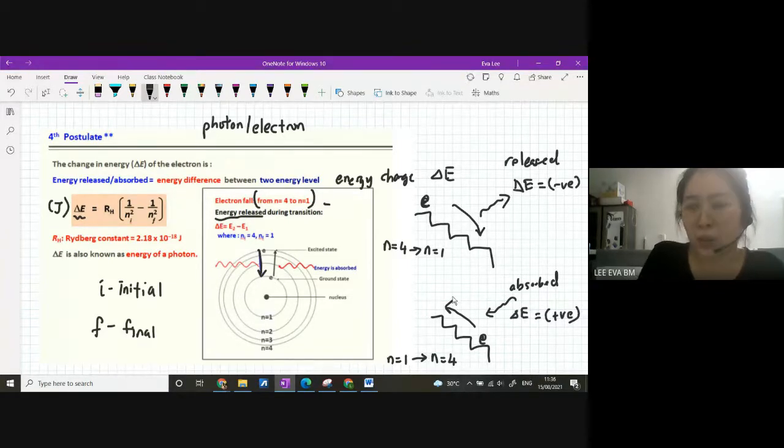So kita umpama macam dia naik tangga turun tangga, tapi dekat sini adalah energy level. So when you drop from higher energy level or excited state to a ground state, energy is released. So bila energy release kita dapat positive value ke negative value?